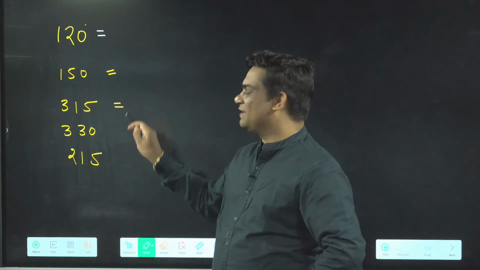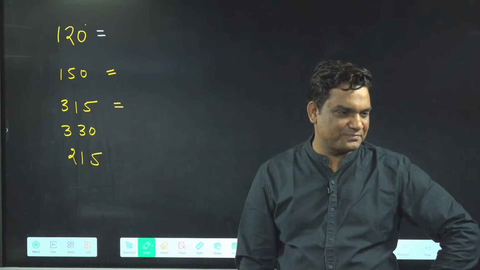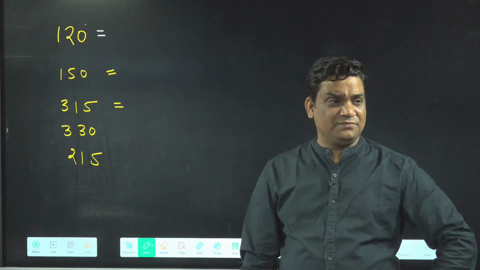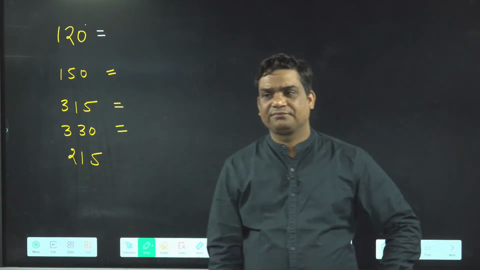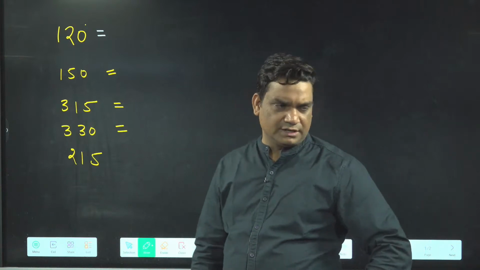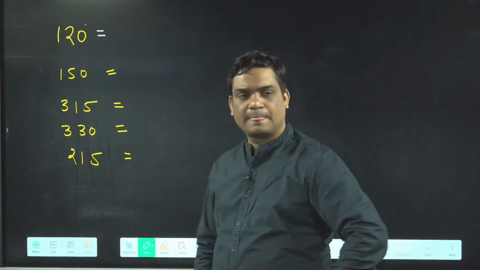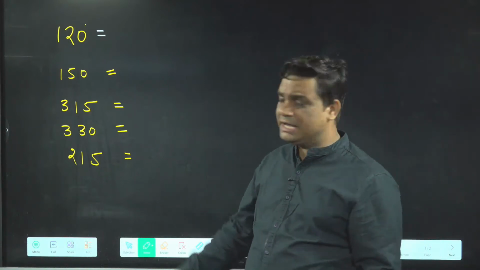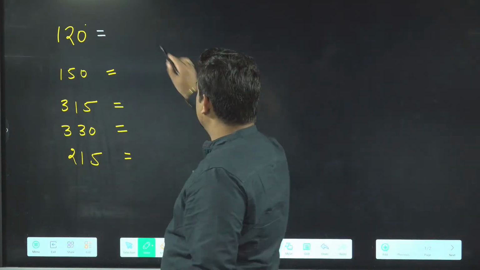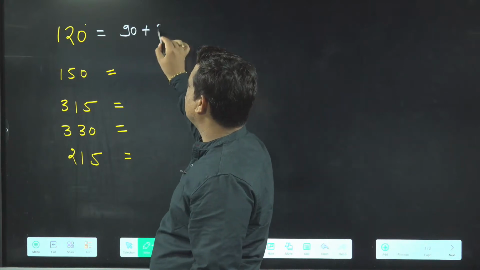What about 315? It is in the fourth quadrant. This 330 is in the fourth quadrant. 215 is in the third quadrant. If you have doubt, then we can write these things like this: 90 plus 30.